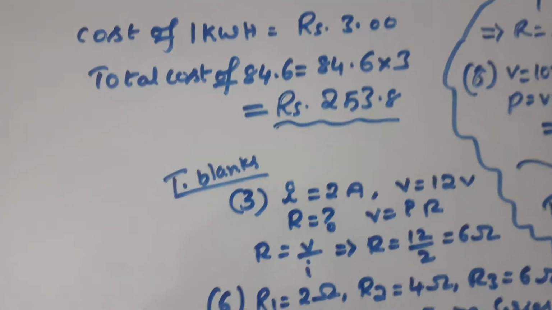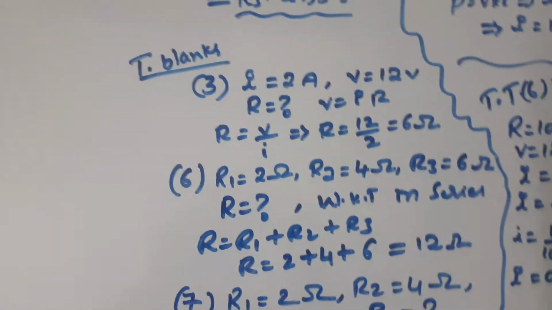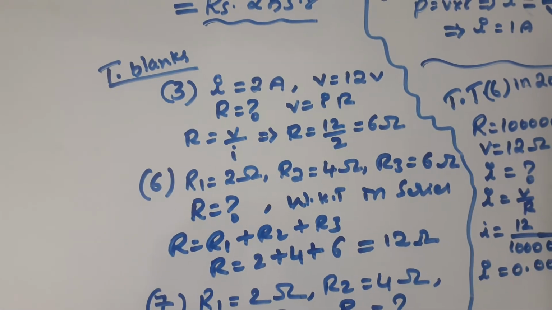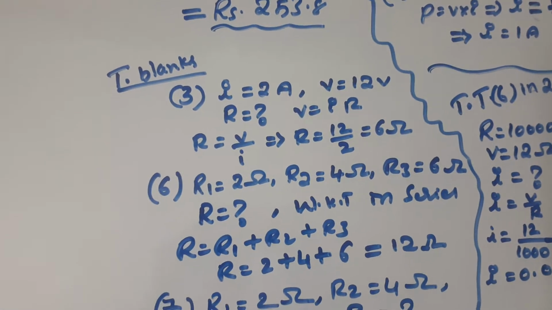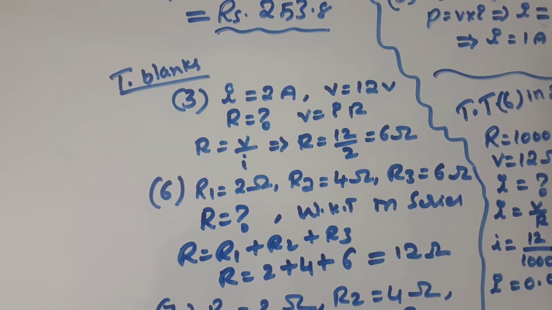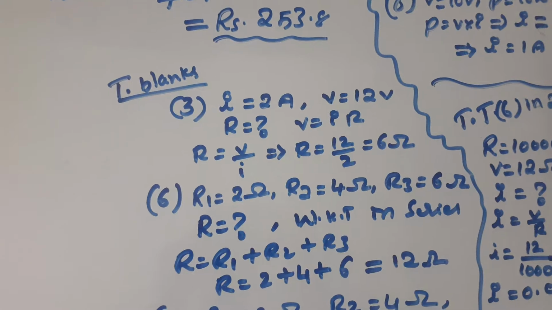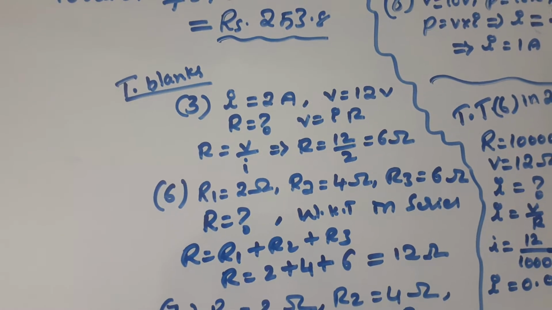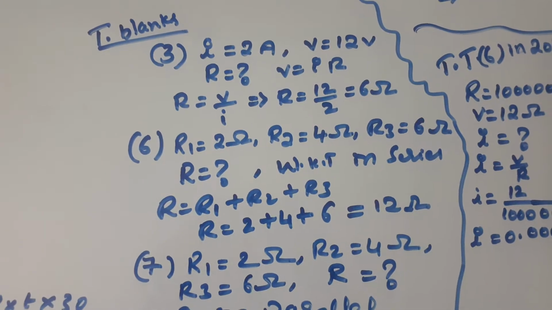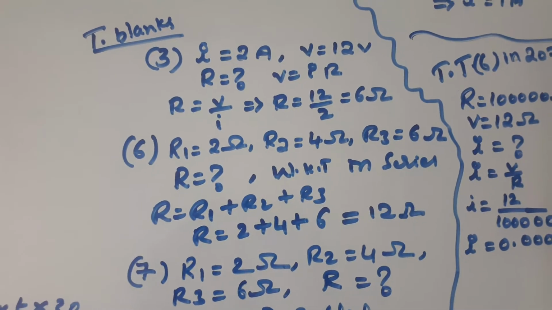Next, the textual blank questions, students. When the current is 2 amperes at a potential difference of 12 volts, what is the resistance of the wire? From Ohm's law, V is equal to IR, R is equal to V by I. Then it will be 6 ohms. Sixth one, students, textual blank number sixth.